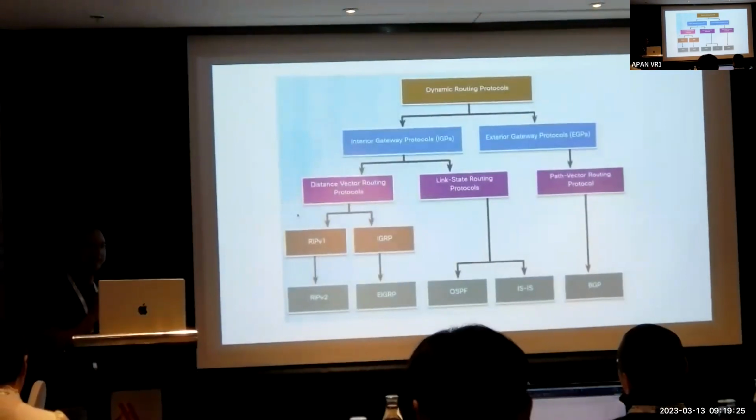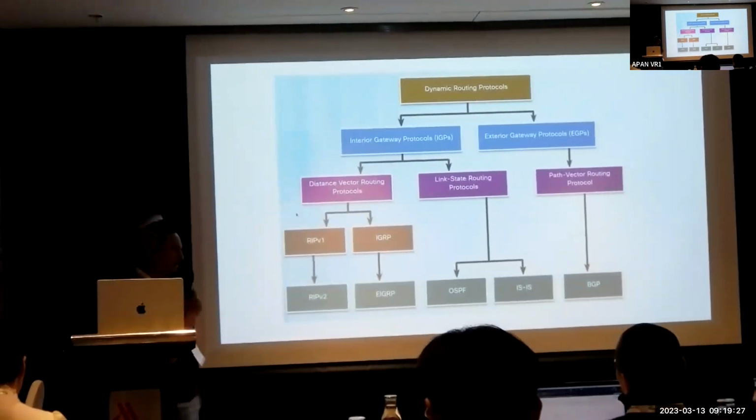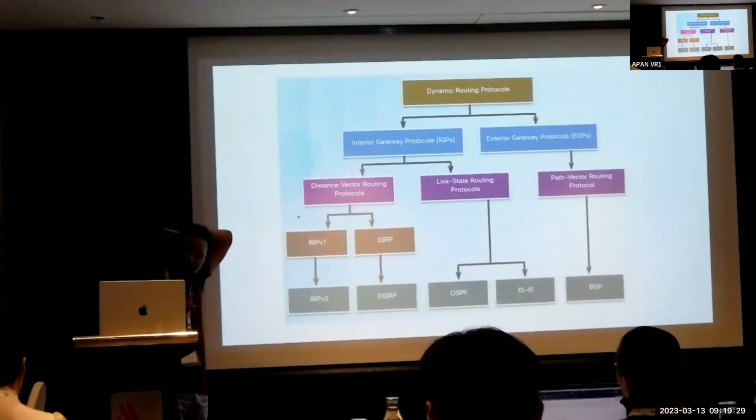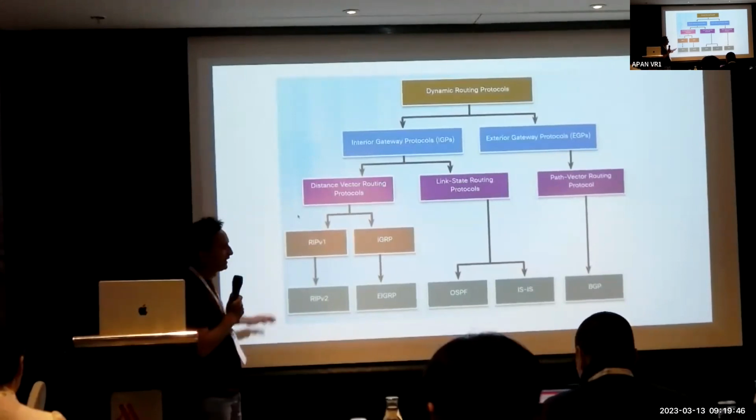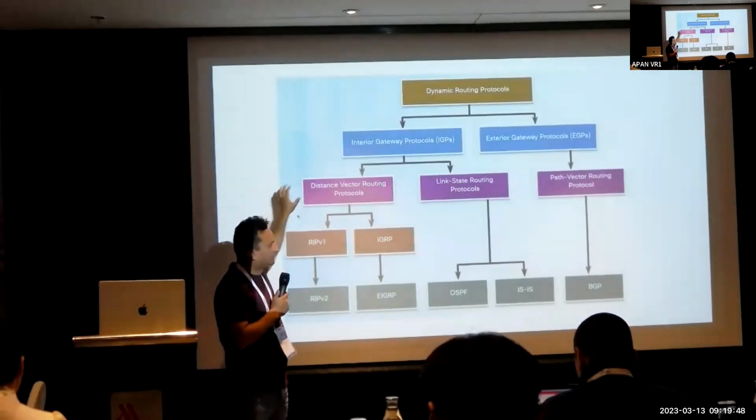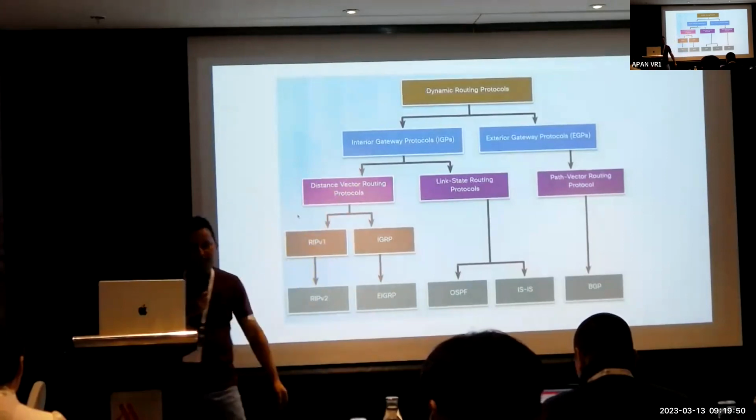If you classify broadly, there are static routing protocols and dynamic routing protocols. A static route is just a manual entry in the routing table of some type. The dynamic routing protocols can basically be classified into two: interior gateway protocols and exterior gateway protocols. For interior gateway protocols, there are also two types: distance vector routing protocols and link state routing protocols.